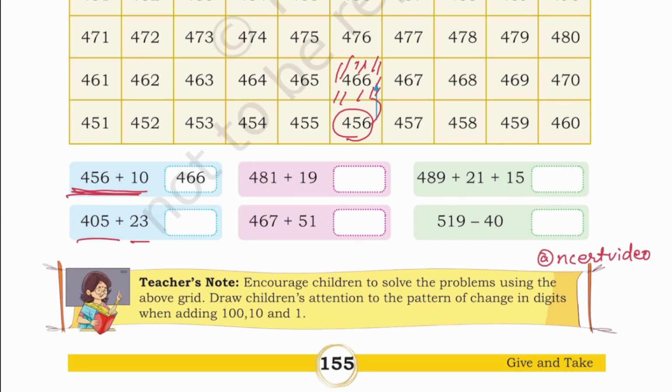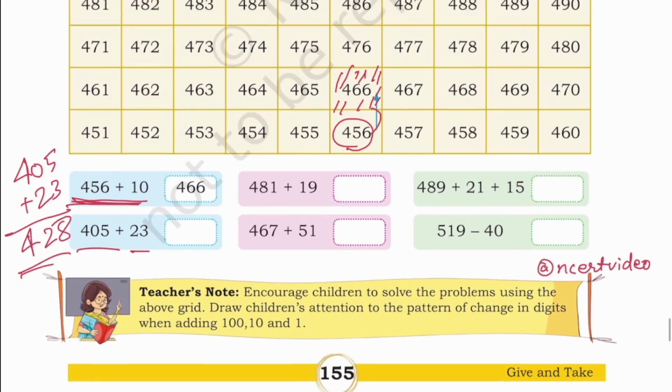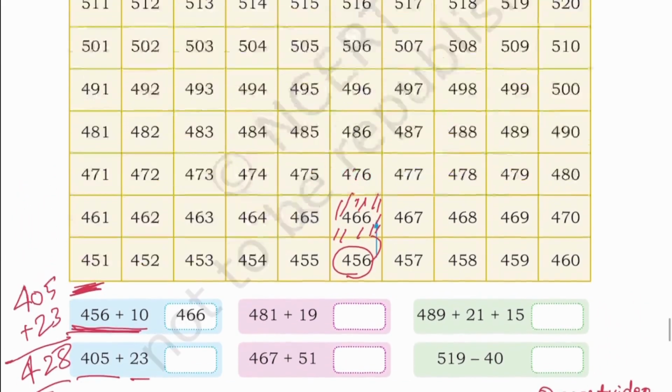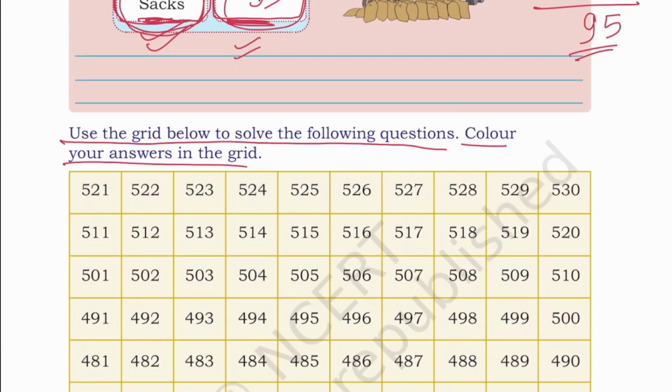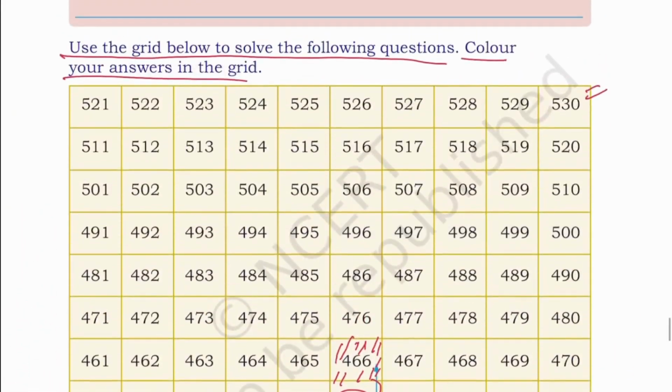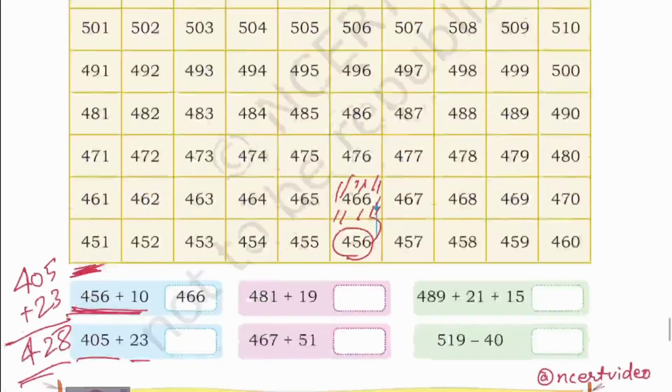Similarly, 405 plus 23, that is 405 plus 23. Okay, you will get 428. But actually 428 is not given here. Here the numbers start from 451 and go up to 530.